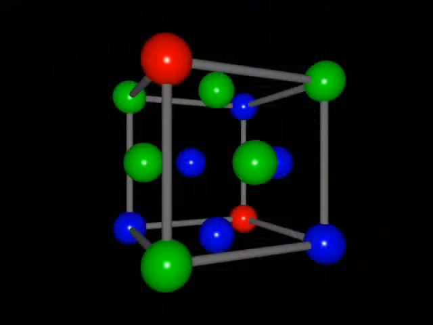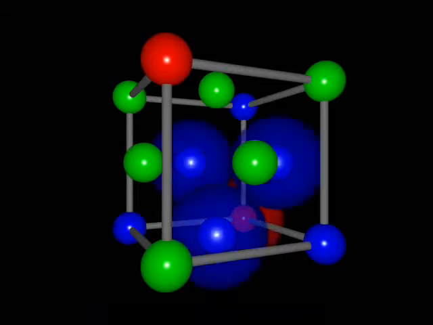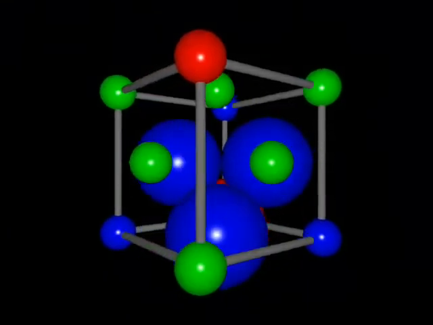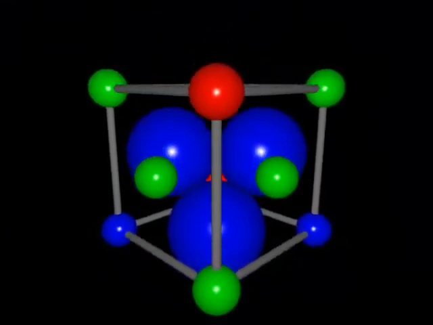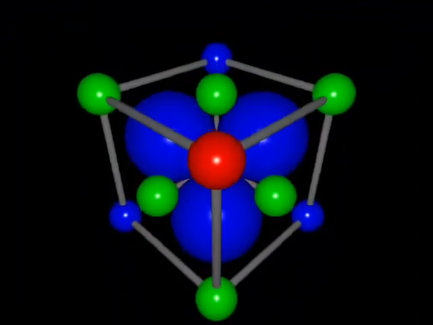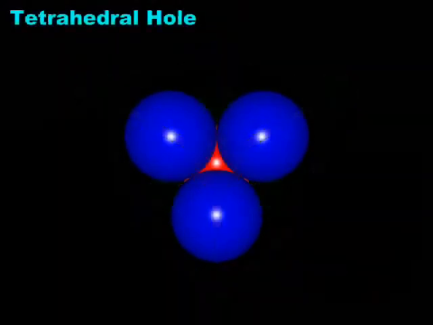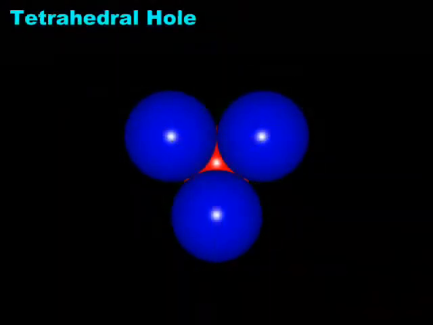The second type of hole that exists between the layers of close-packed structures is called a tetrahedral hole. Tetrahedral holes are formed between 3 atoms in one close-packed layer and a single atom in a second close-packed layer immediately above or below the first.